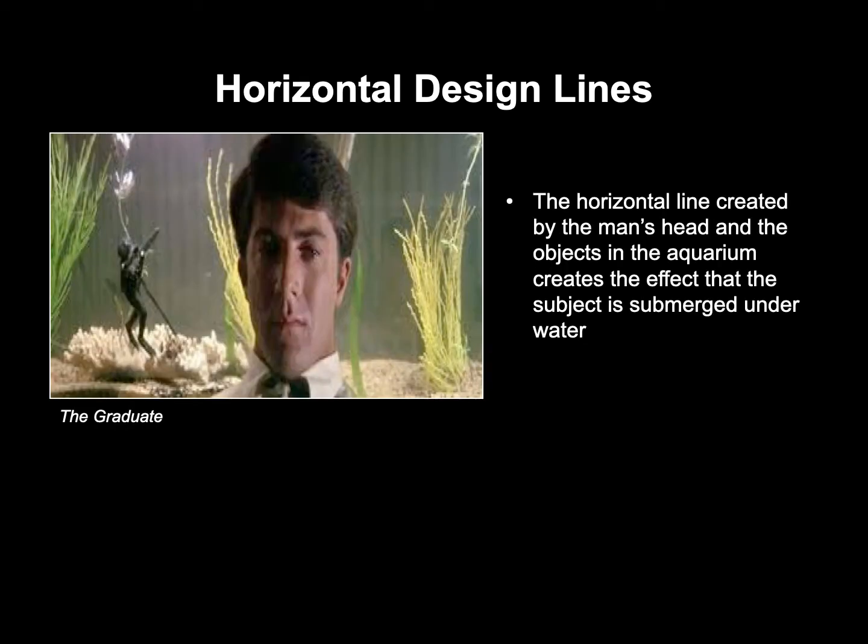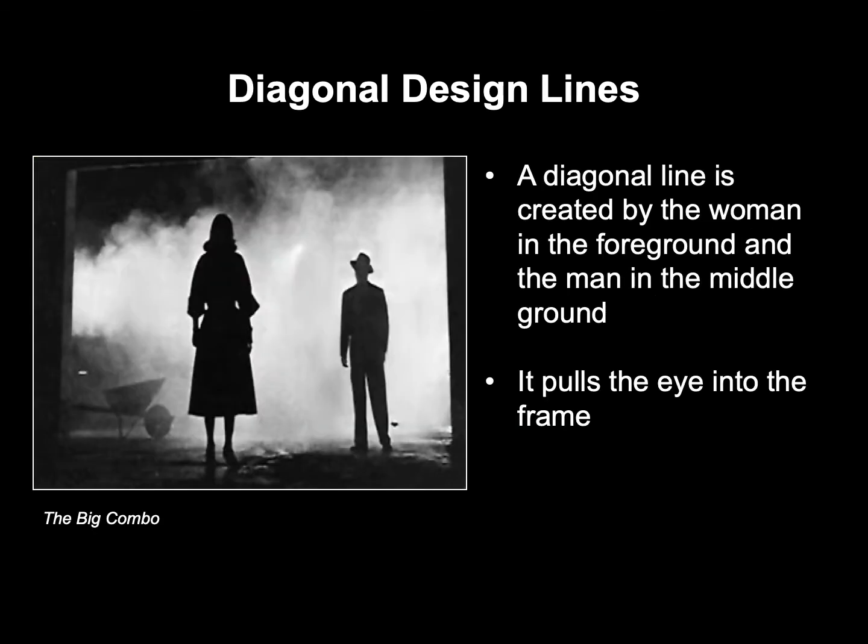Horizontal design lines. The horizontal line created by the man's head and the objects in the aquarium creates the effect that the subject is submerged underwater. Diagonal lines. A diagonal line is created by the woman in the foreground and the man in the middle ground. It pulls the eye into the frame.